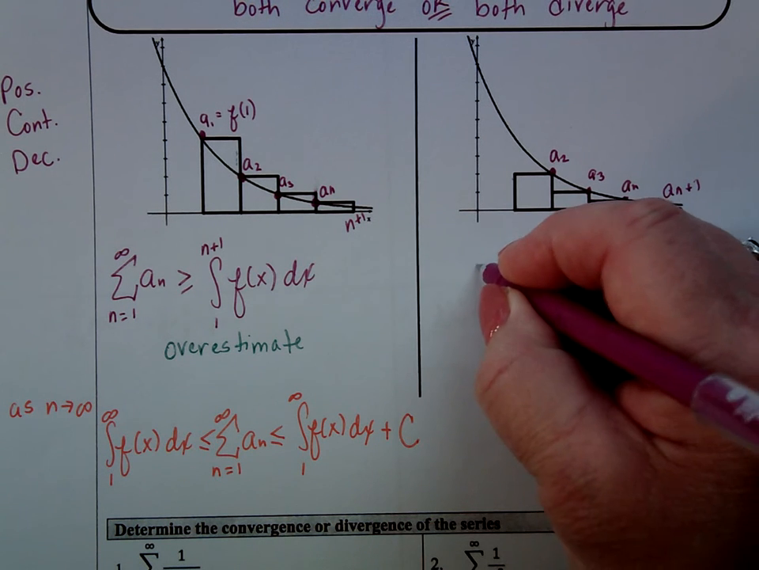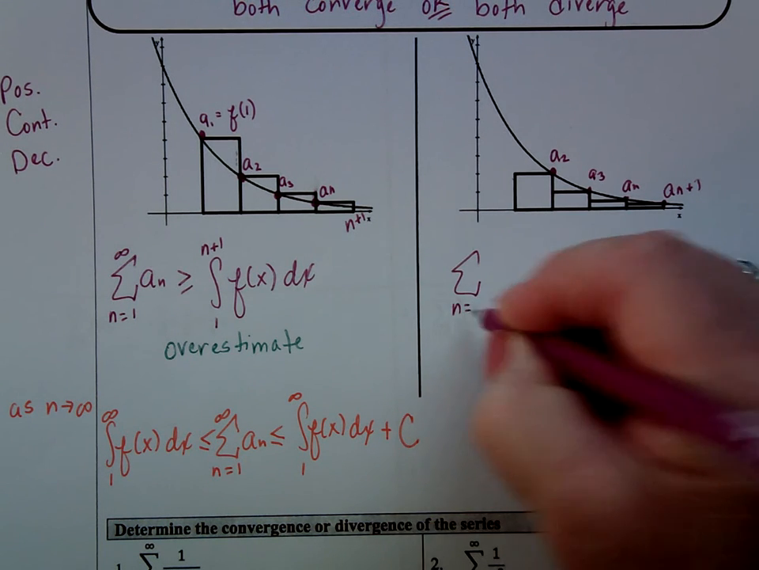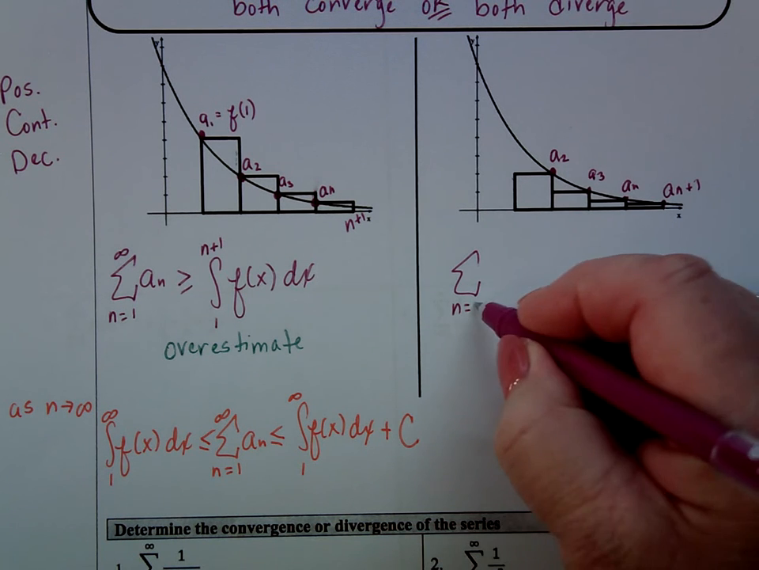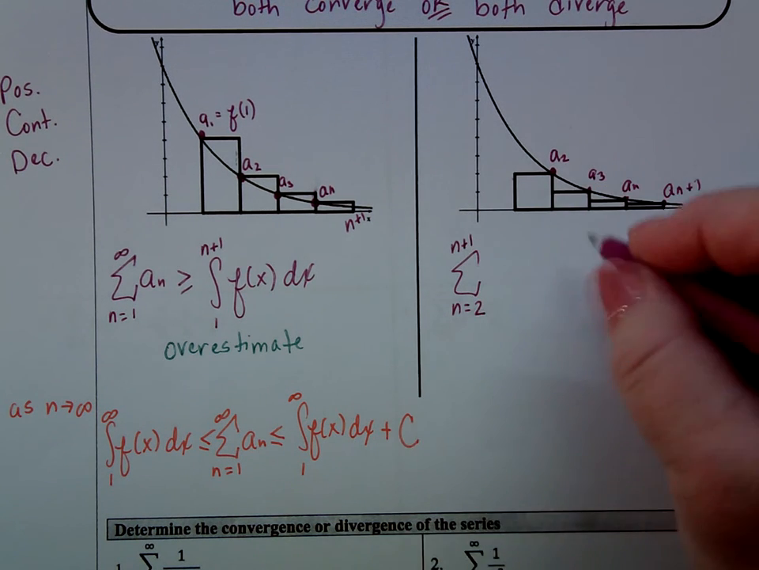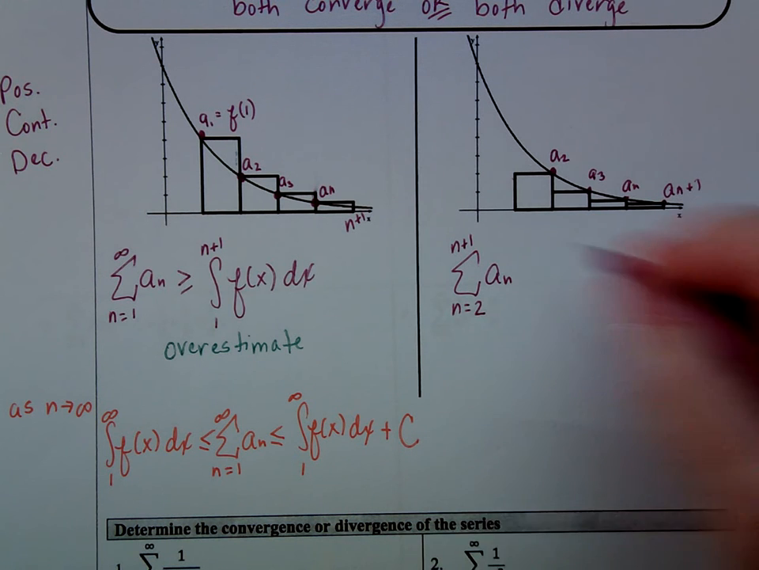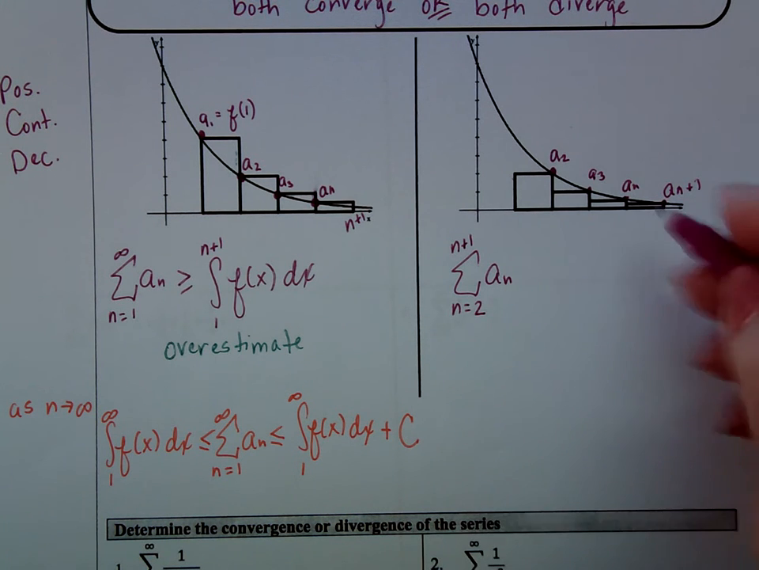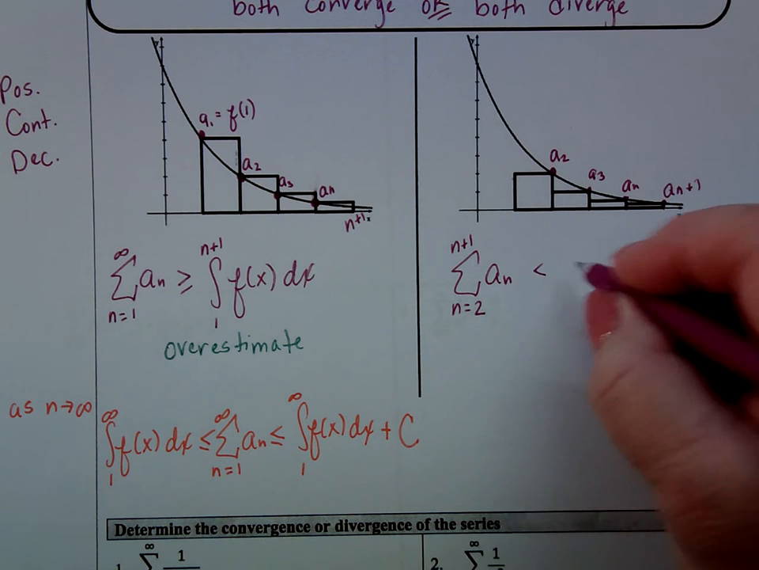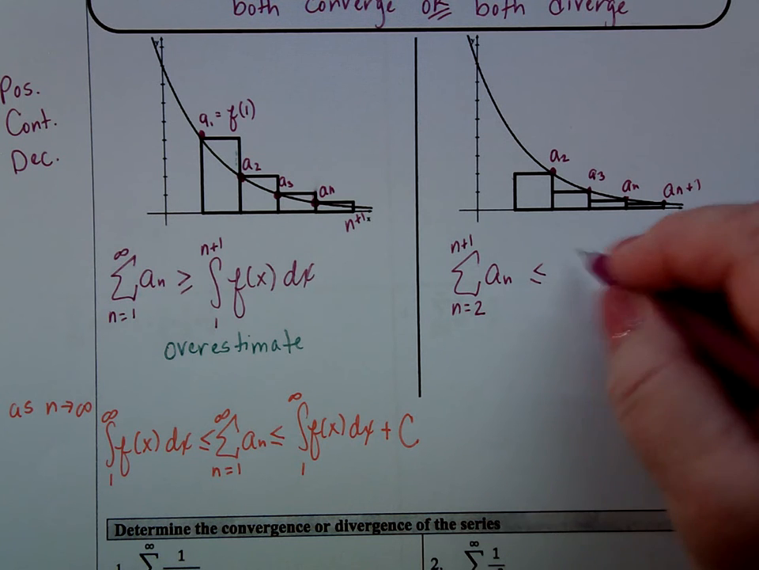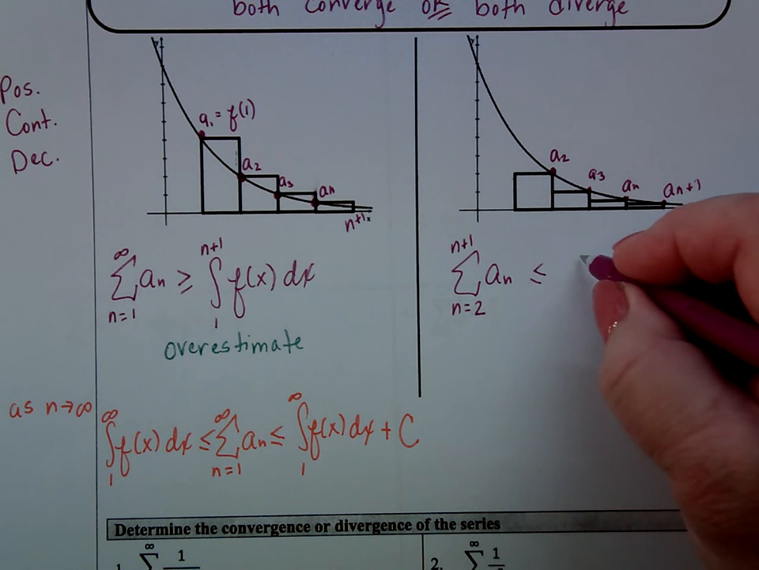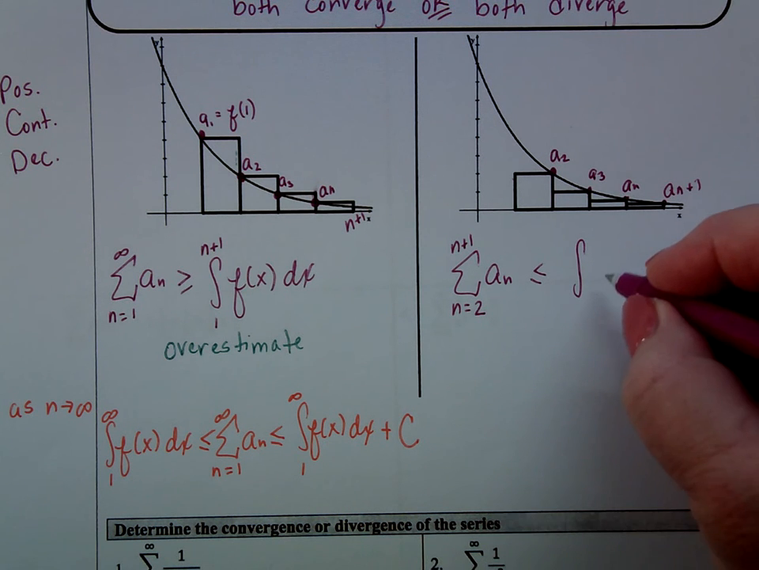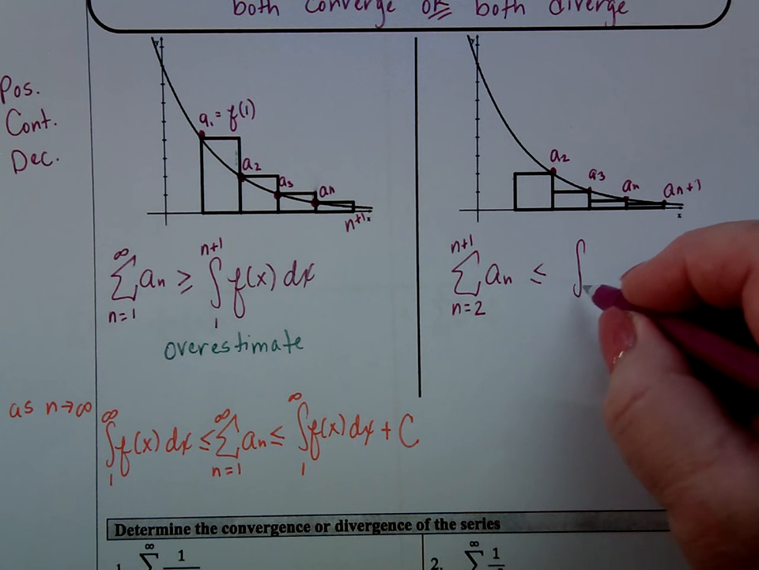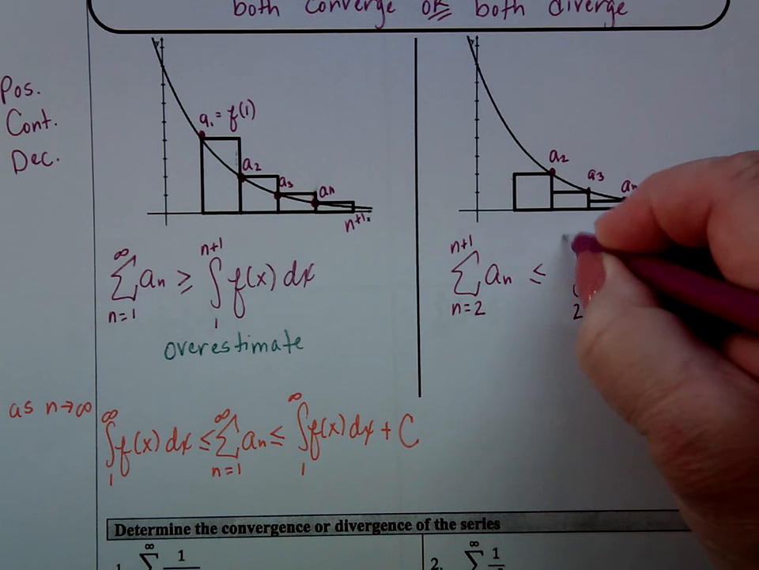My sum this time, n equals, now what does it start at? It starts at 2. And what does it go to? It goes to n plus 1 of a sub n. And this time all of my rectangles are below the integral, or below the curve. So it's going to be less than or equal to, instead of greater than like the other one was, the integral going from, if I look at this, 2 to n plus 1.